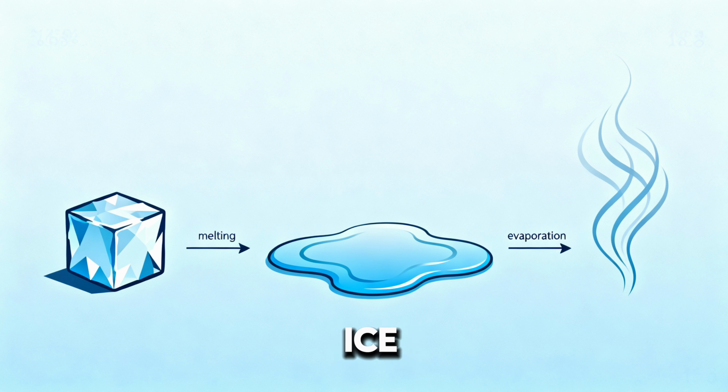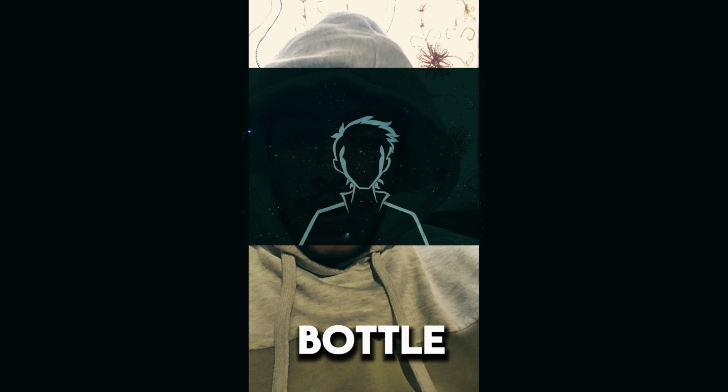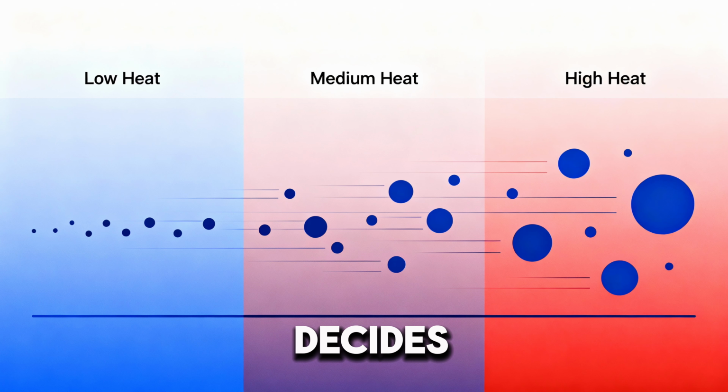For example, ice melting is melting, water boiling is evaporation, mist forming on a cold bottle is condensation. Heat energy decides how fast particles move. More heat means more movement and therefore a different state.